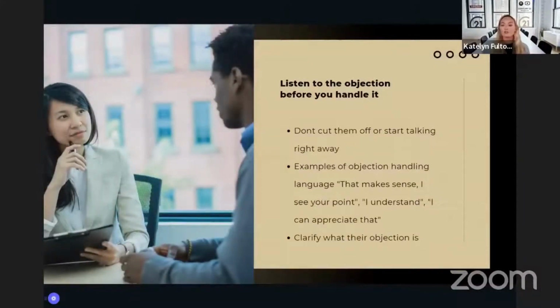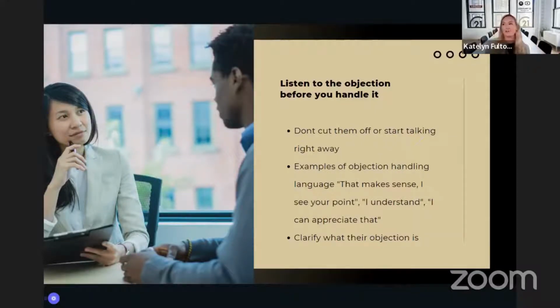So don't cut them off or start talking right away. Examples of objection handling language would be, this makes sense. I see your point. I understand, and I can appreciate that. These are very common things that you'll say when they say why they're not moving forward. Just saying, yeah, I get it. I totally understand. Not, no, this is how it should be.